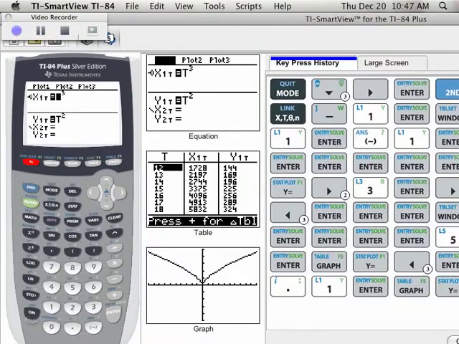So the first thing that we had was the cosine of theta, which is actually going to show up as a t.